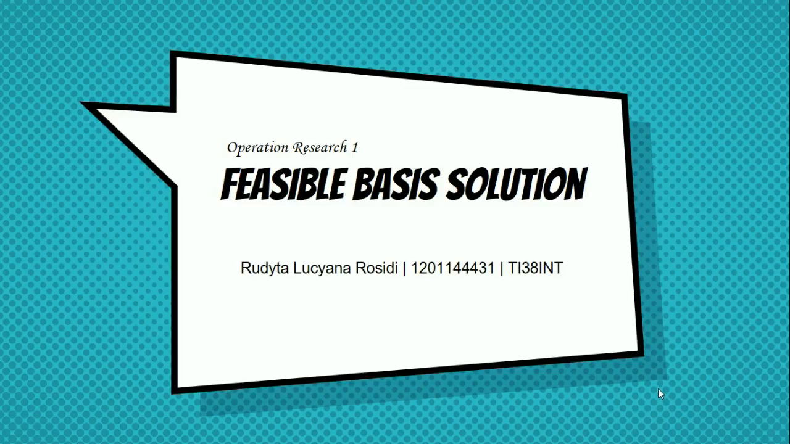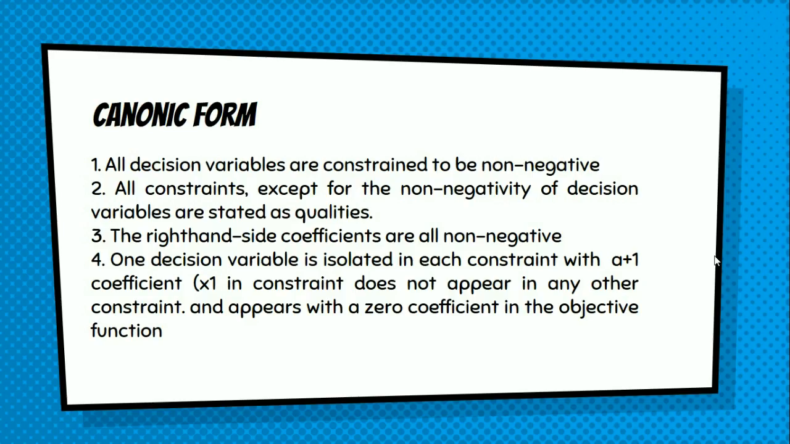Well, I will try my best to explain this chapter, so let's begin. Okay, to discuss this chapter, first of all, we have to know and understand what canonic form is. I already wrote all the specifics of canonic form. First, all decision variables are constrained to be non-negative. And second, all constraints except for the non-negativity of decision variables are stated as equalities.